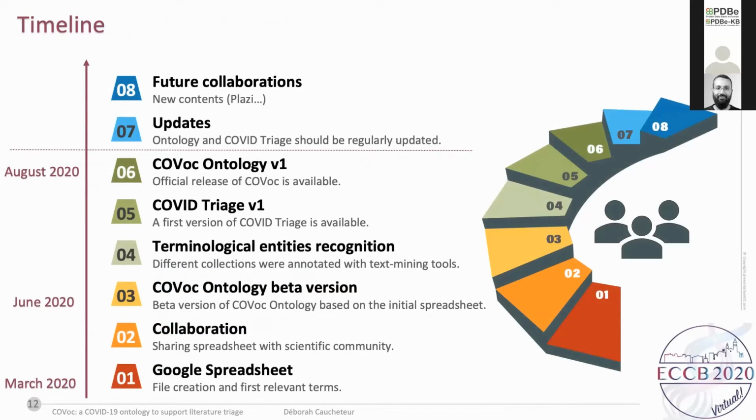This project is based on a strong collaborative work. Despite the pandemic crisis, we have validated several steps since March. Today, we have an official release of the COVOC ontology and the first version of COVID triage. We are still working on several improvements and with new partners. We would be happy to receive your comments and ideas to improve it.